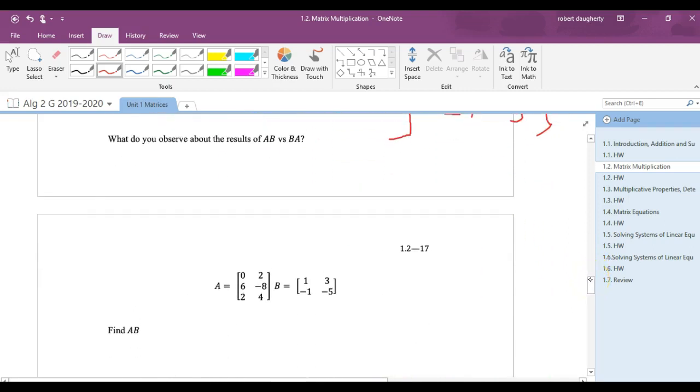So what do you observe about AB and BA? They are not equal to each other. So that's the difference. In numbers, you can always have, 2x is equal to x times 2. But with matrices, you cannot switch the order around. Okay?